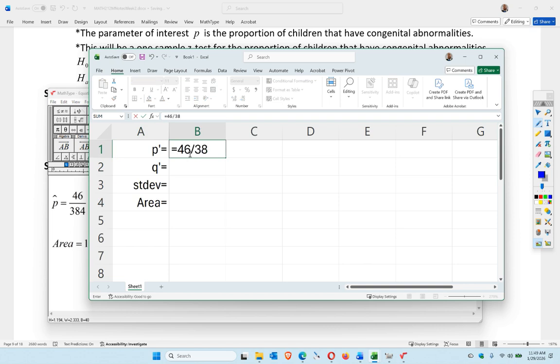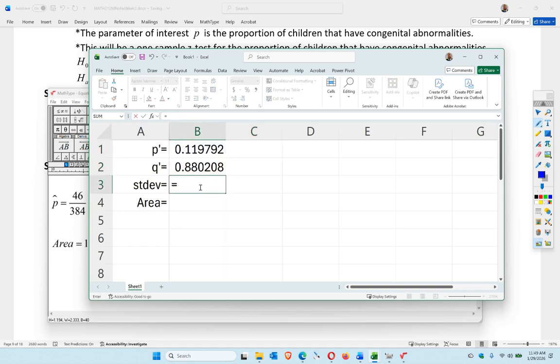Okay, so that's 46 out of 384, right? So if I subtract 46, that'd be 338, I believe, right? 338 out of 384, because those have to add up to 1, right? So I do this plus this, I get 1. So I did that right. Okay, I can do math.